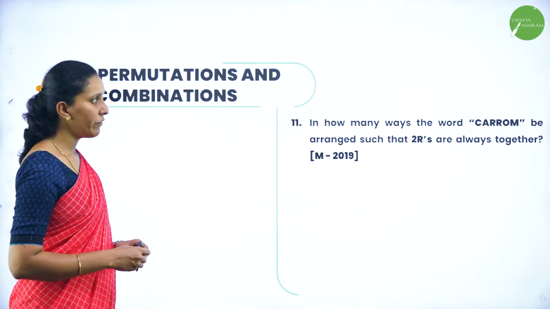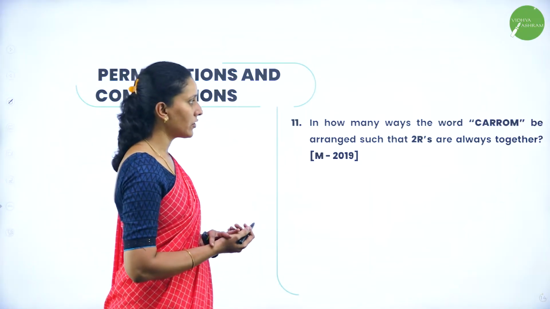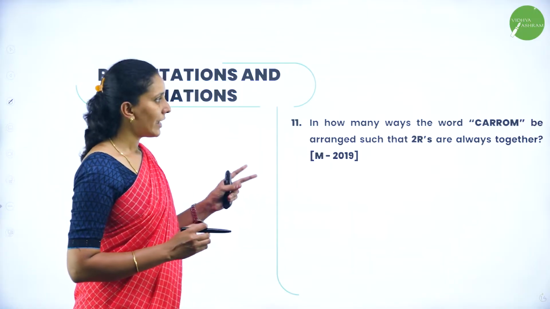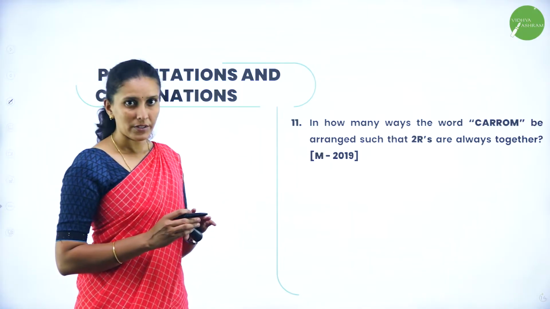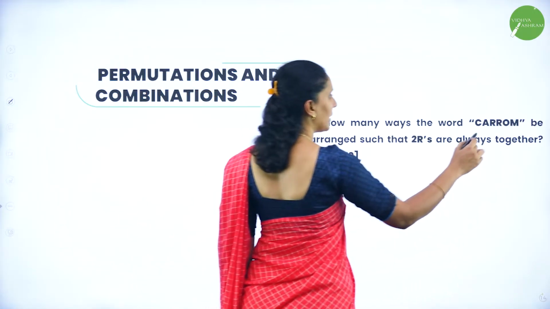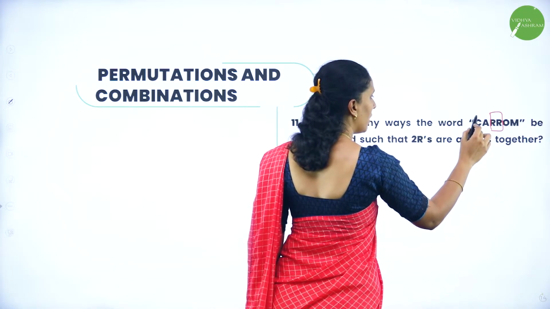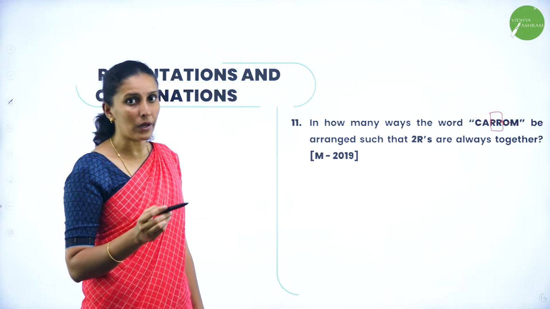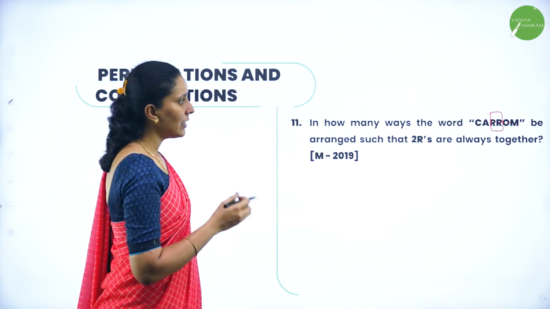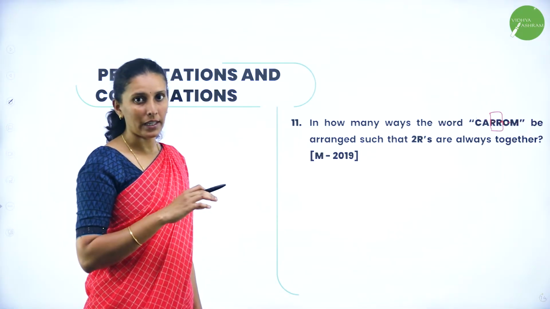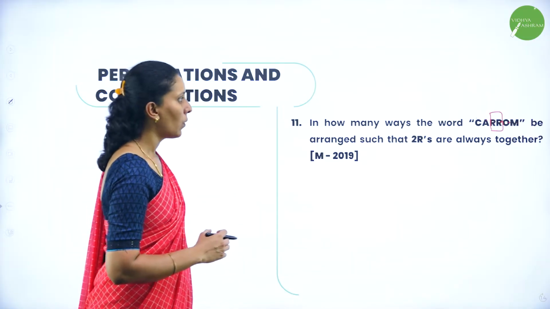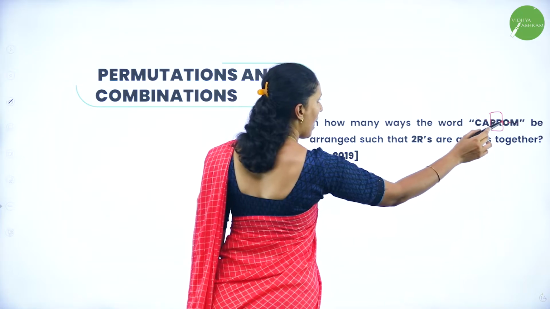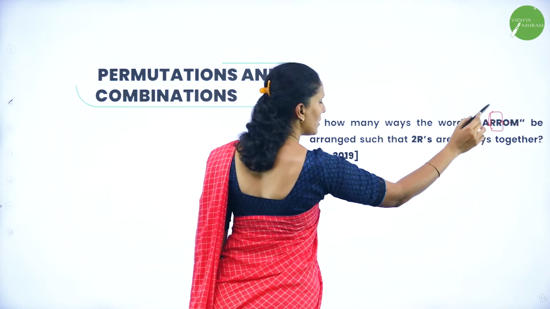Next, in how many ways can the word Keram be arranged such that 2 R's are always together? So when I say 2 R's are always together, tie them as one particular unit. We have here 1, 2, 3, 4, 5, 6 letters to arrange. Out of them 2 letters are repeating. But since the 2 R's are always together, we can tie them as one unit. So therefore here we have CA. This is considered as one single unit.